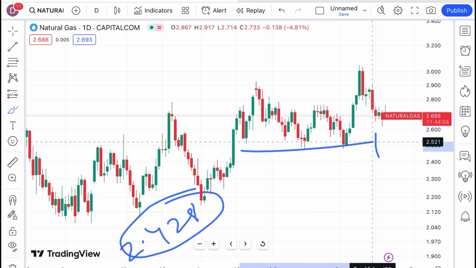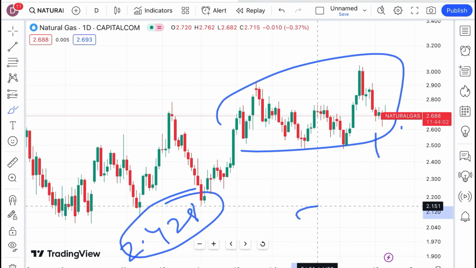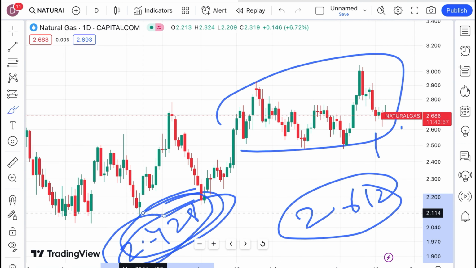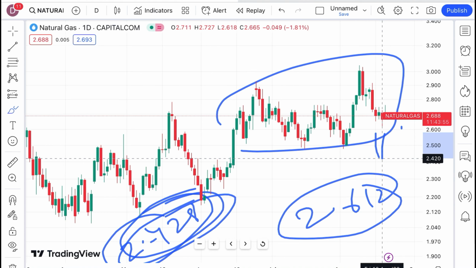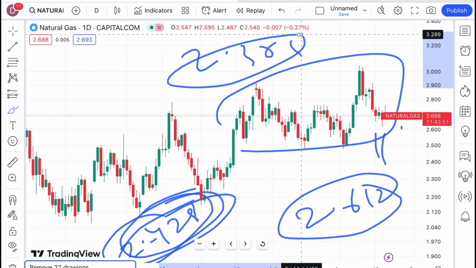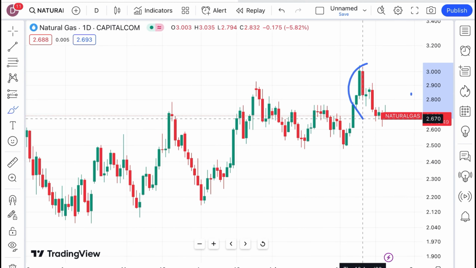Once it starts moving below a level of around $2.612, we can see a further fall towards $2.418, and then further down towards a level of around 2.389. As of now it is moving in this zone only.